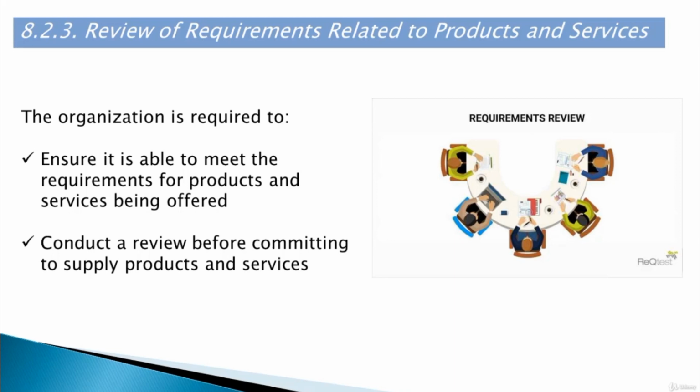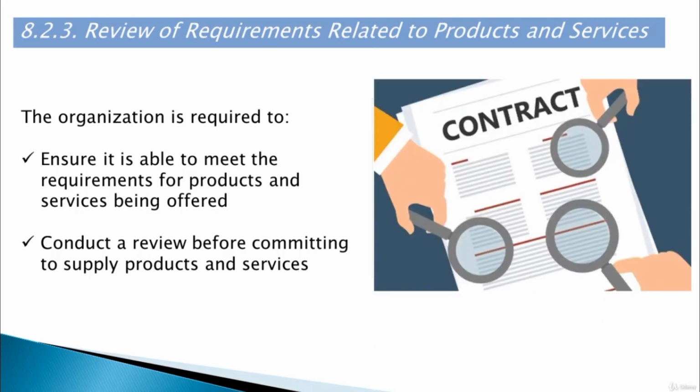Basically, the organization is required to ensure that it's able to meet the requirements for the products and services being offered, and it needs to conduct a review. The organization needs to conduct a review before committing to supply products and services. So basically, the organization is expected to review whether they can provide what they intend to sell or not. Let's take the example of a systems organization. A contract review should be in place, either using paper or electronic documents like a confirmation email or quote proposals.